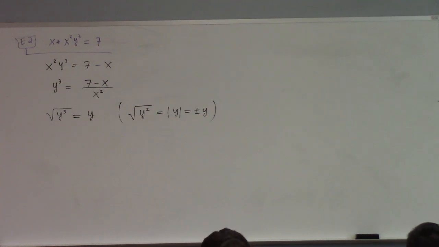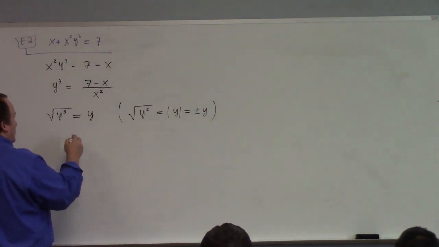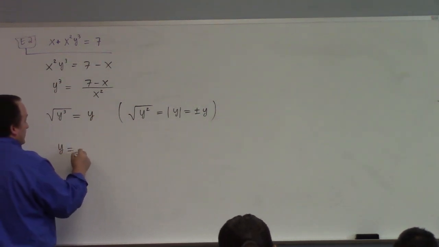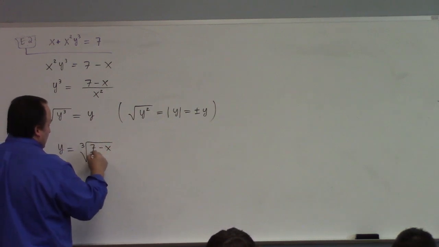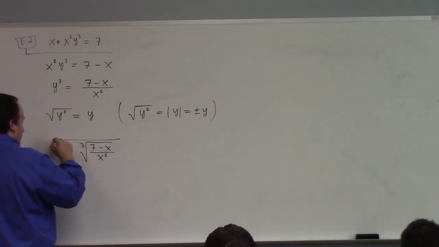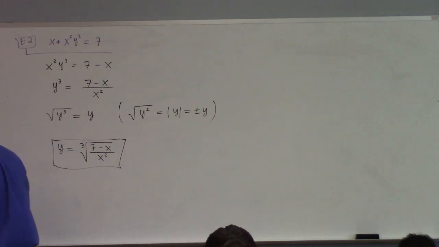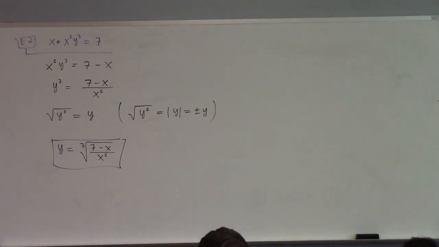So odd roots tend to give you functions. Odd root, even root, plus or minus. Right, so here we have y is equal to the cube root of (7 minus x) over x squared. There you go. This is in fact a function of x, just a single value, all right?